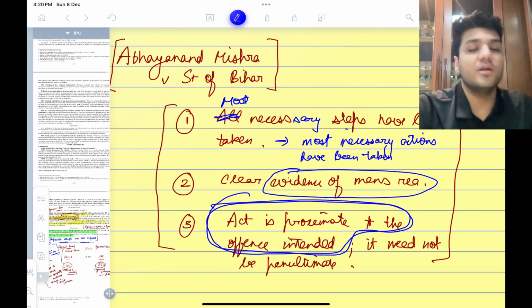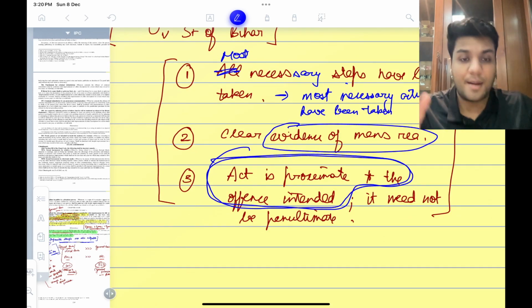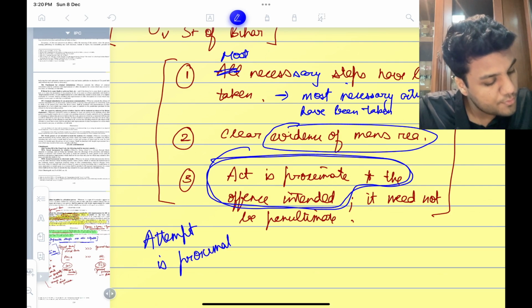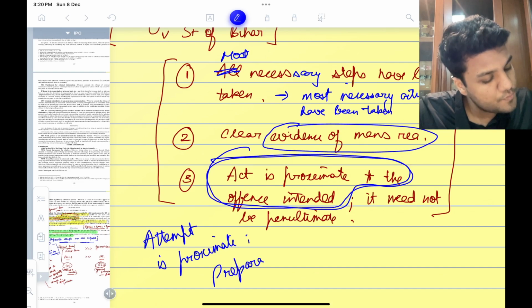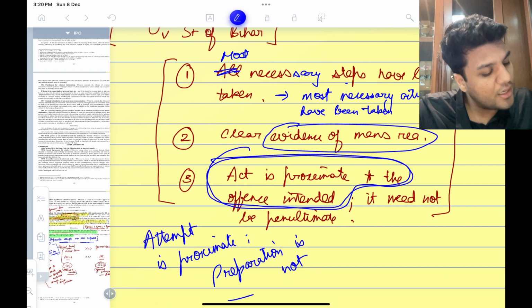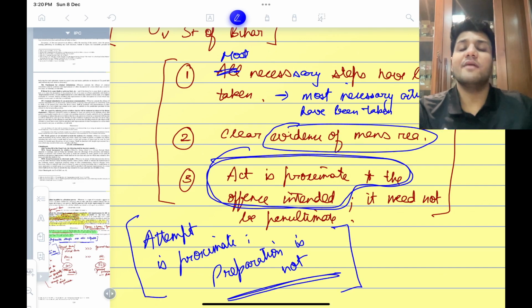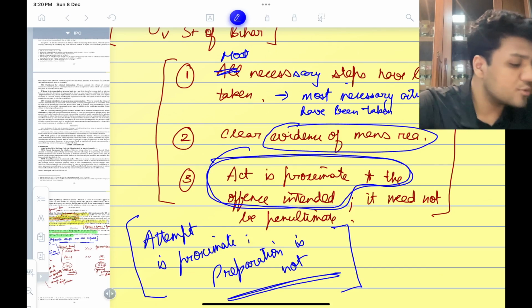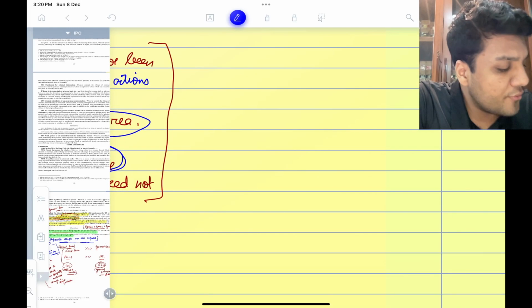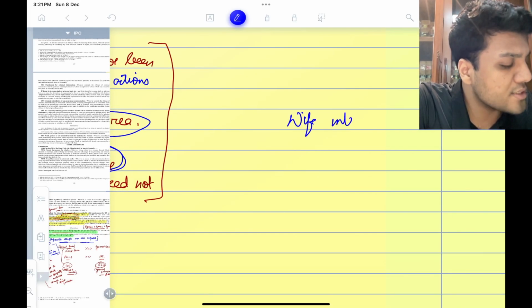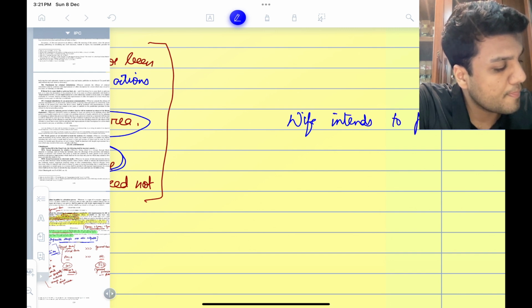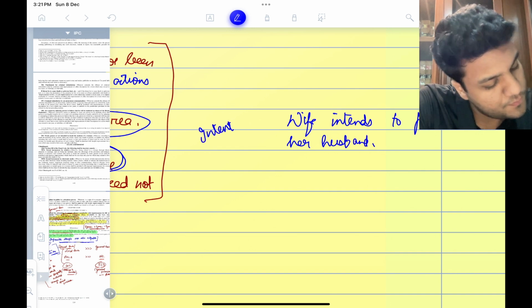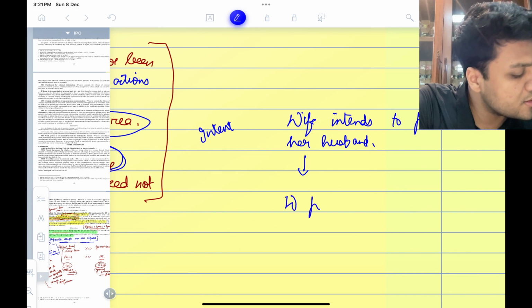right? That is what differentiates it from preparation. Attempt is proximate, whereas preparation is not. Let's say in the wife trying to poison her husband example, if the wife has bought poison, right, from the market, that would be attempt. Buying poison, so let us look at the chronology, right? The wife intends to poison her husband. This is intent, right? Then the wife purchases poison from the market.